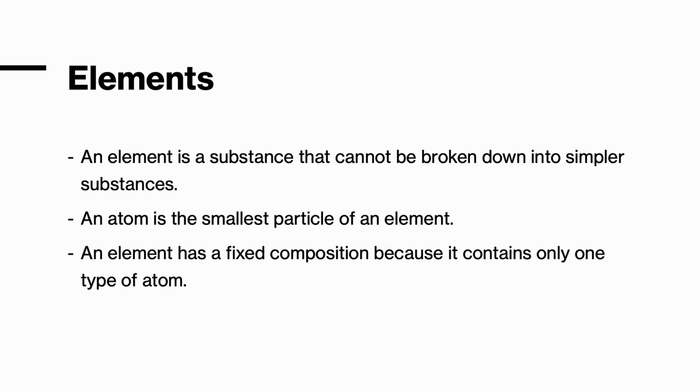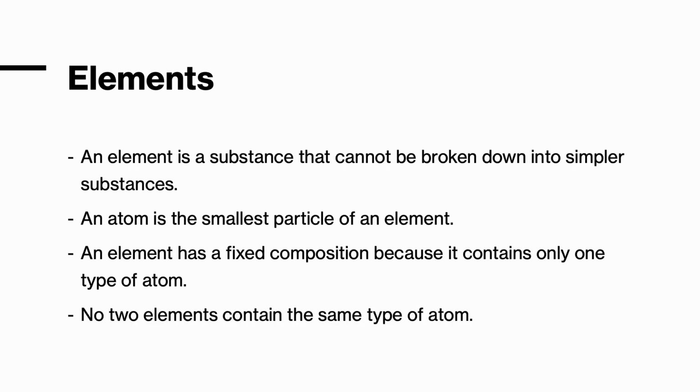An element has a fixed composition because it contains only one type of atom. And no two elements contain the same type of atom. So a carbon atom is a carbon atom, a gold atom is a gold atom, an aluminum atom is an aluminum atom.